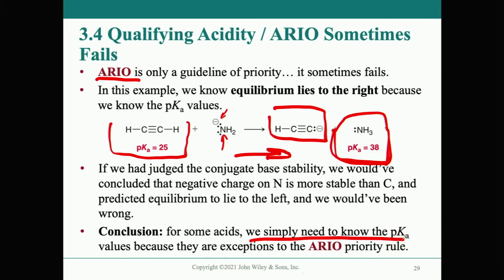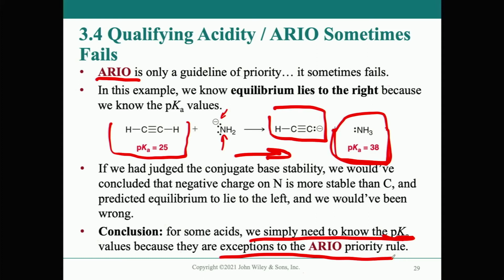And sometimes all you need to know is the pKa of the reaction, right? Because the pKa's of each of the species are going to be exceptions to the REO priority rule, right? The pKa will be the exception to the REO priority rule. And you're going to see this a lot in organic chemistry, where we say these rules that you can use most of the time, but there's always going to be some exceptions.